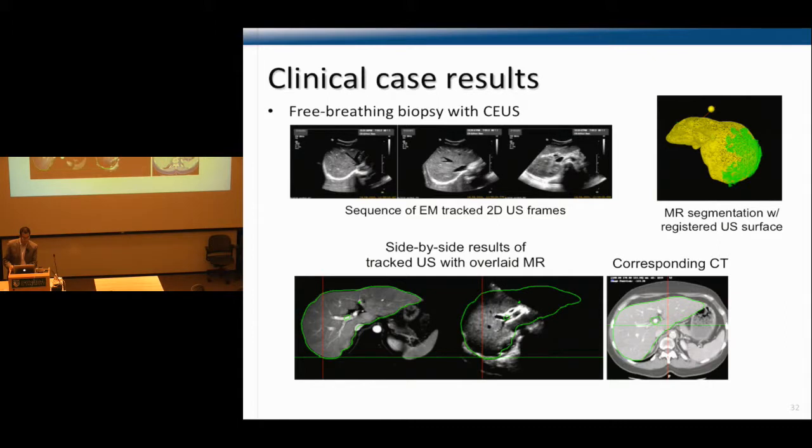So this is a clinical case with a free-breathing biopsy, where we have the corresponding meshes fused together and side-by-side images between tracked ultrasound and individual overlaid MR. And in that case, we had both prior CT and MR, so we could actually have a triple modality comparison to be sure that we have a good alignment with the first bifurcation of the hepatic tree.